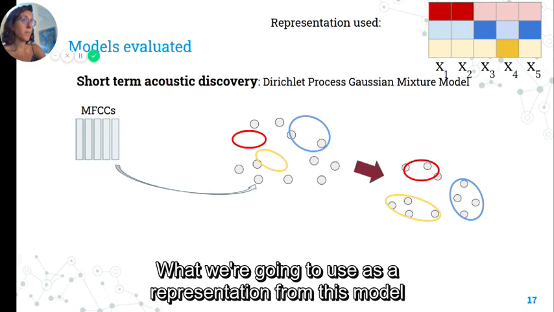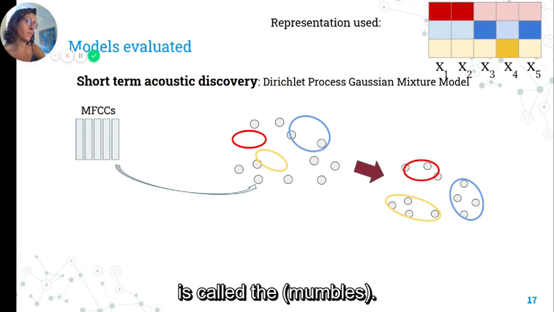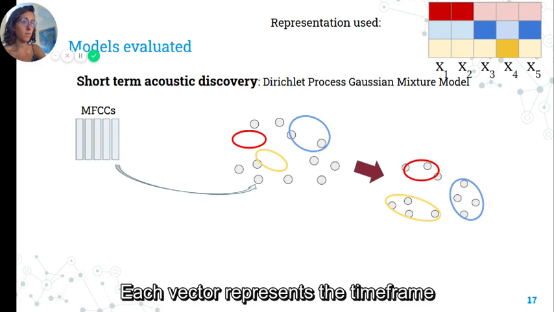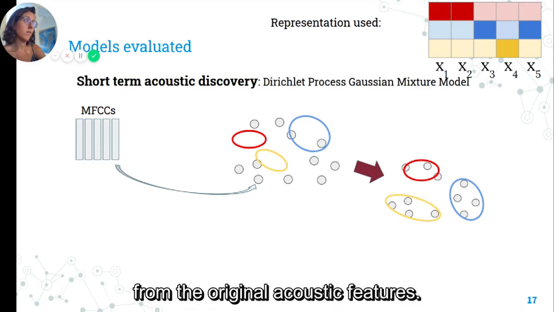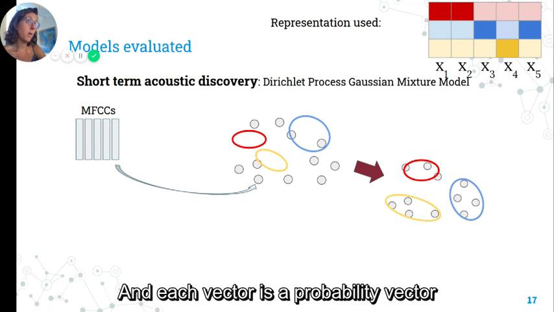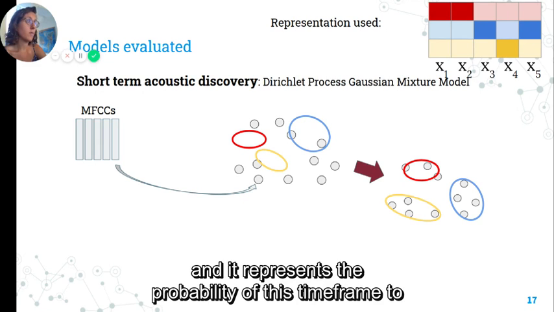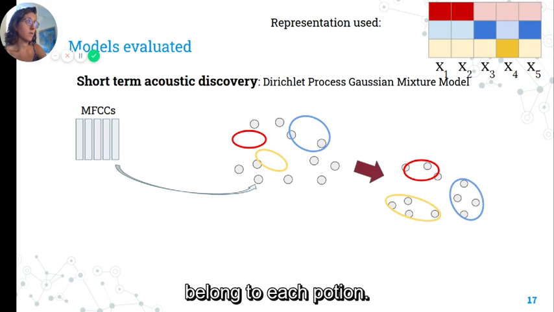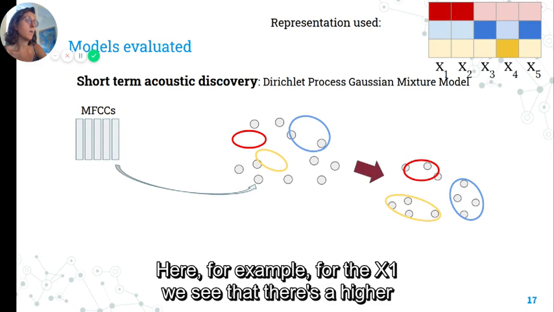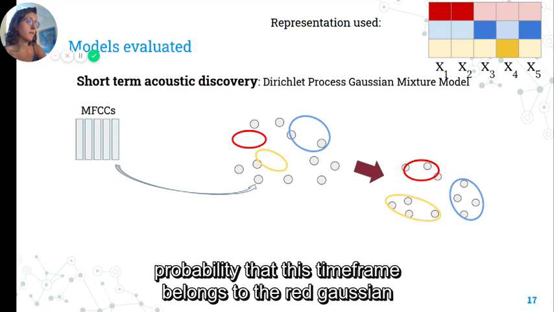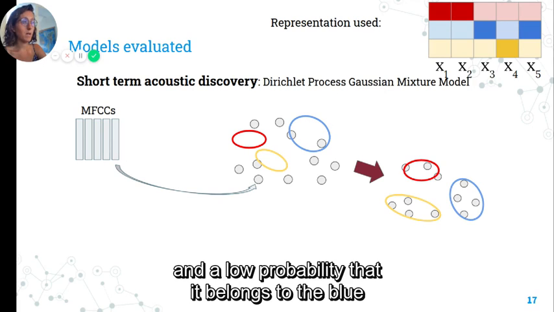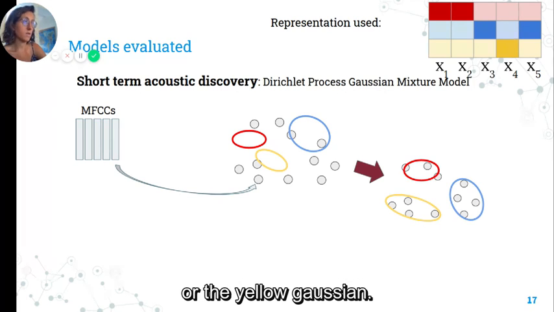What we're going to use as a representation from this model is called a posteriorgram. So it's a sequence of vectors. Each vector represents a time frame from the original acoustic features, and each vector is a probability vector, and it represents the probability of this time frame belonging to each Gaussian. So here, for example, for the X1, we see that there's a high probability that this time frame belongs to the red Gaussian, and a low probability that it belongs to the blue or the yellow Gaussian.